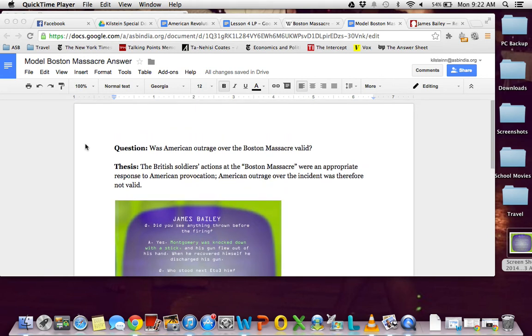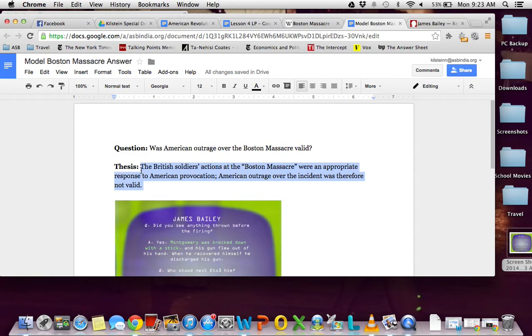I'm here to model how to use evidence in supporting a historical argument. The question that I'm going to be modeling an answer for is, was the American outrage over the Boston Massacre valid? And we're going to assume, for the sake of this model, that I've looked at all the evidence and that the argument I wish to advance is that the soldiers' actions at the Boston Massacre were an appropriate response to American provocation. American outrage over the incident was therefore not valid.